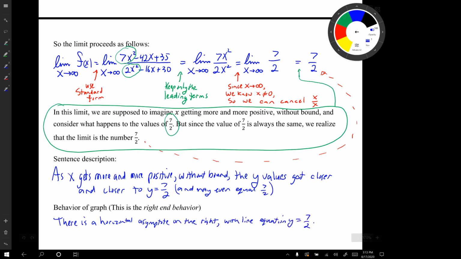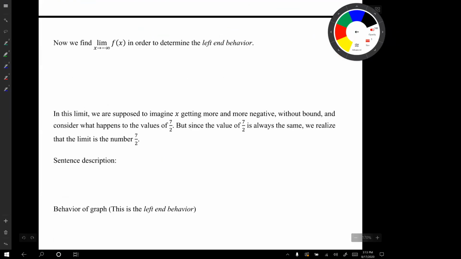Now we know that that's the line equation because that number 7/2 was the value of the limit. So whatever is the number that's the value of the limit as x goes to infinity is the y value in the line equation for the horizontal asymptote on the right. Now we find the limit as x goes to negative infinity in order to determine the left-end behavior. Now this limit is going to unfold just like the previous one.